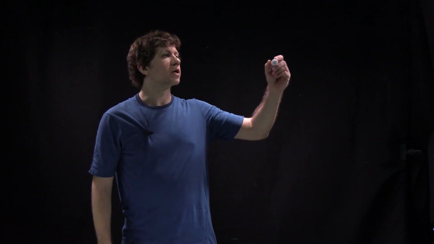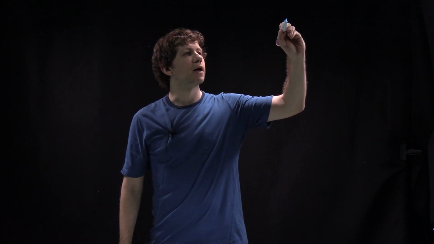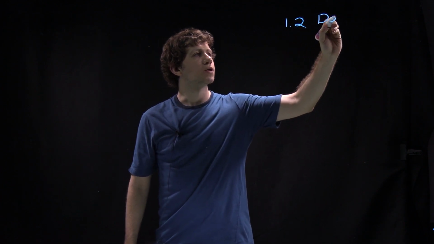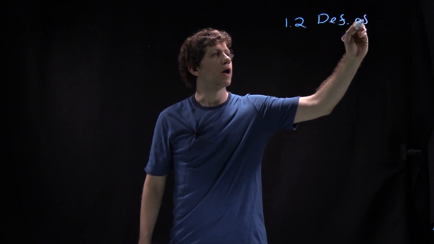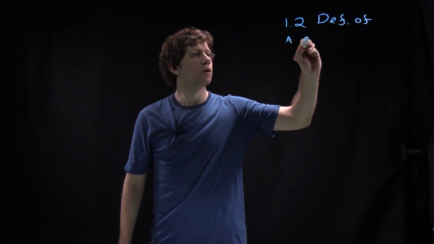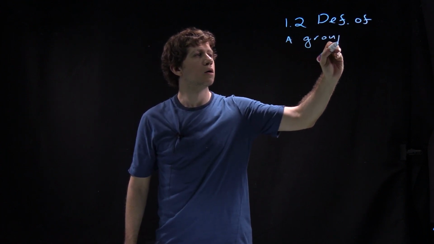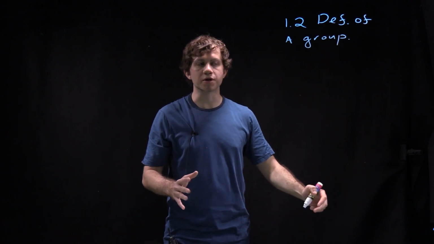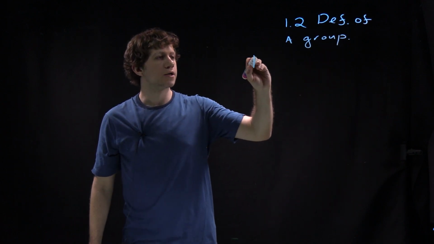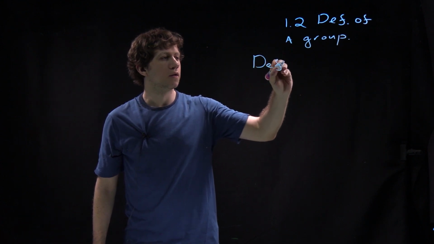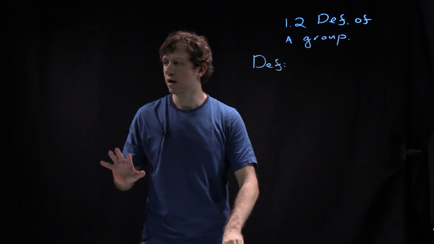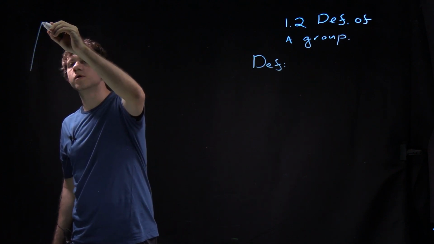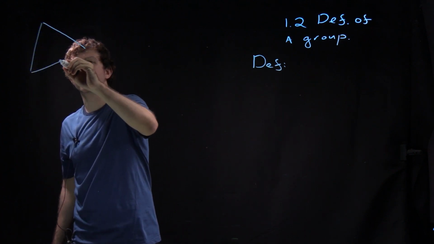Now I want to continue with defining a group. So this is 1.2, definition of a group. So I want to write a definition here, and after that we just consider our main example. First example, which will be this group of symmetries of a triangle.